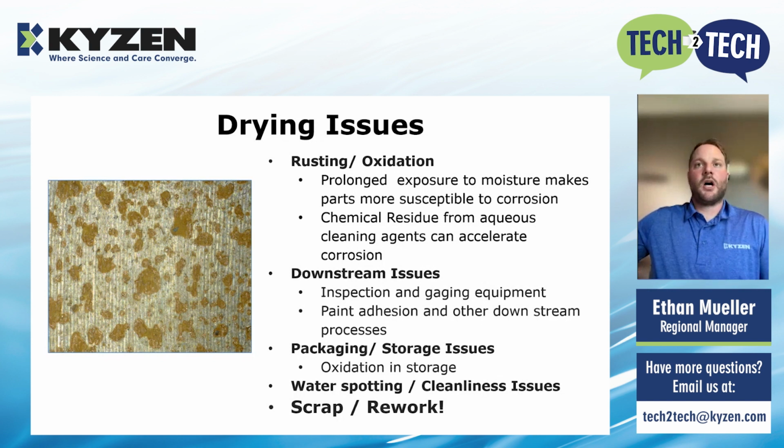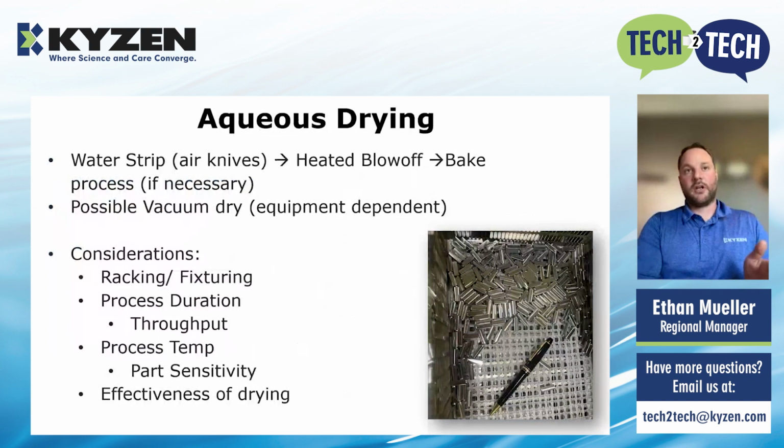Your typical aqueous drying process looks like a water strip or some sort of air knife, where you're using air to strip that water away from the part. And then, depending on the piece of equipment that you go with, you may have a heated blow-off where you're actually moving hot air past the part. The water strip is to sheet the water away. The heated blow-off is to actually evaporate any remaining water.